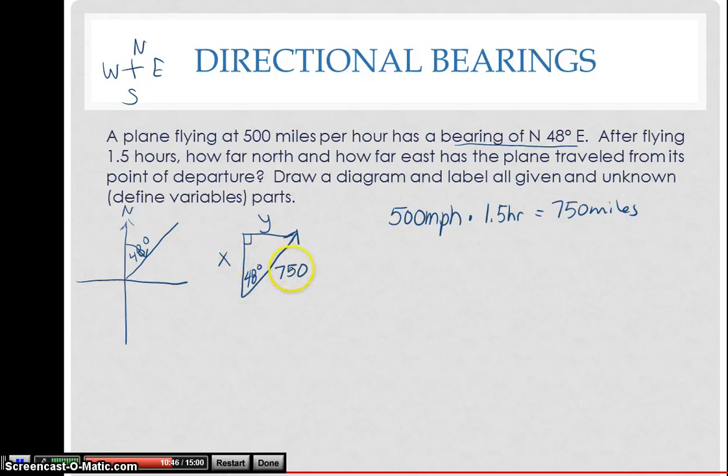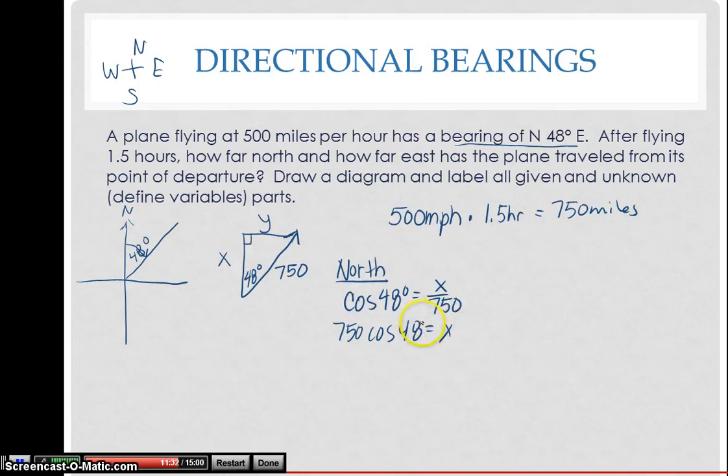So if we relate our x and 750, we know that 750 is the hypotenuse, and in this case our 48 is going to be related to the x by the cosine, because that's the adjacent side. Okay, and the x is going to tell you how far north. So the cosine of 48 degrees is equal to our adjacent x over our hypotenuse, which is 750. In order to find x, we want to multiply both sides by 750.